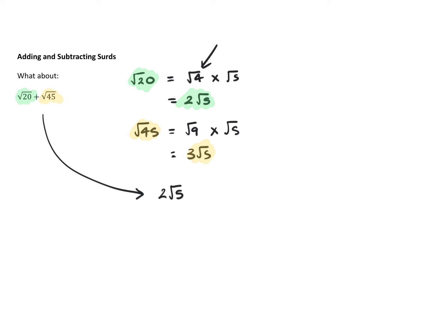So instead of root 20 plus root 45, we can write down 2 root 5 plus 3 root 5. Now, we now have like surds, so 2 root 5 plus 3 root 5 is the same as 5 root 5. So you have to be very, very careful when you get bigger surds, so not just root 2s and root 3s and root 7s, surds which have square factors, you have to break down first of all and then add together. Let's write that down.